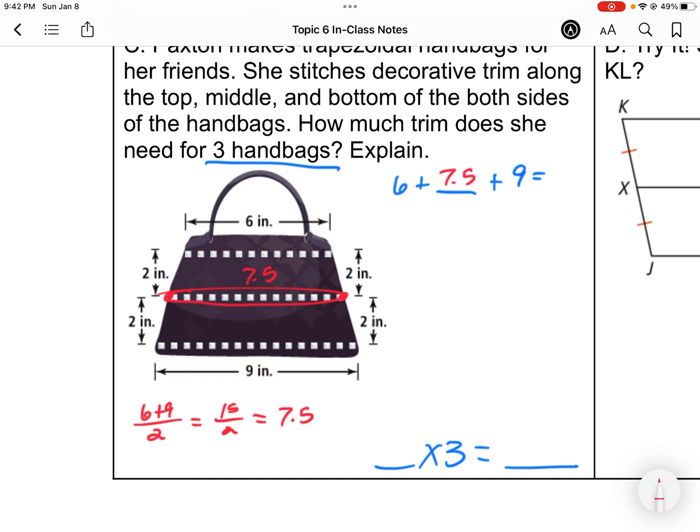So if I add 6 plus 9 plus 7.5, I get 22.5 inches of decorative trim needed for one handbag. Well, I have to take that 22.5 and multiply it by 3, which gives me 67.5 inches of trim needed for 3 handbags.